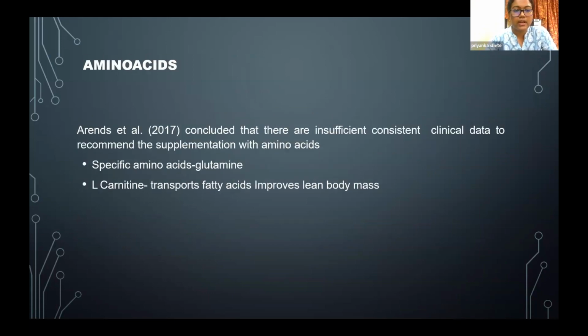Then amino acids. Ernst et al. 2017 concluded that there are insufficient consistent clinical data to recommend supplementation with amino acids. The specific amino acids are glutamine and L-carnitine. This transports fatty acids and improves lean body mass.